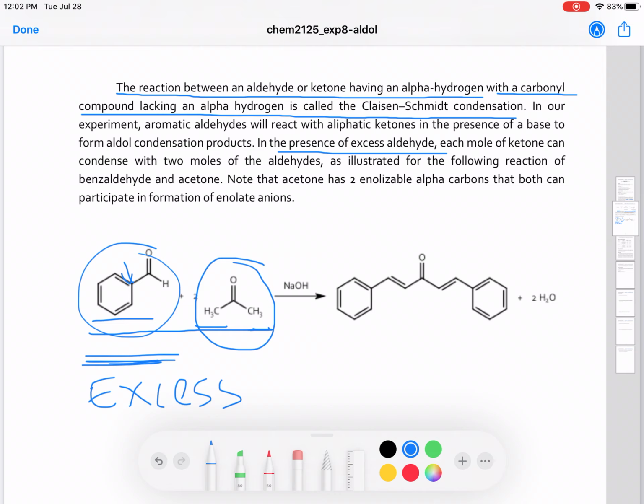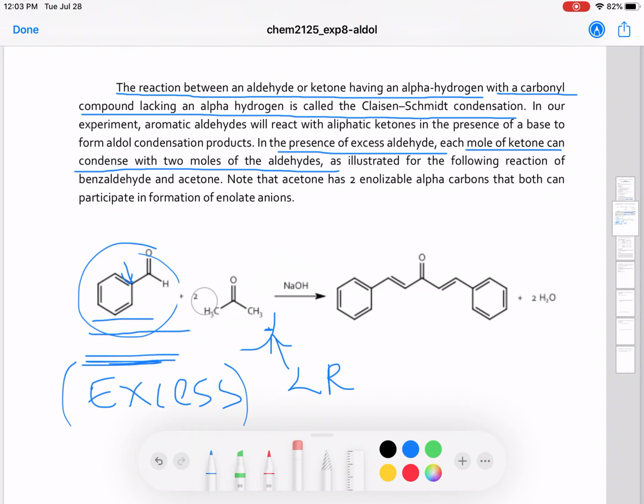By doing that, each mole of this ketone can condense with 2 moles of the aldehyde. So we're going to have more of these. Which one is going to be your limiting reactant? Your limiting reactant is going to be your ketone, because we're keeping the aldehyde in excess. What's going to happen now? Do you have any alpha hydrogens in your aldehyde? No. How about in the ketone? This is your ketone. How many alpha hydrogens are there?